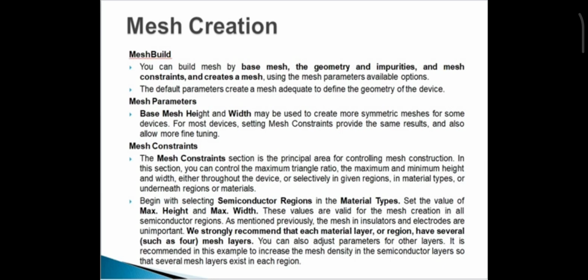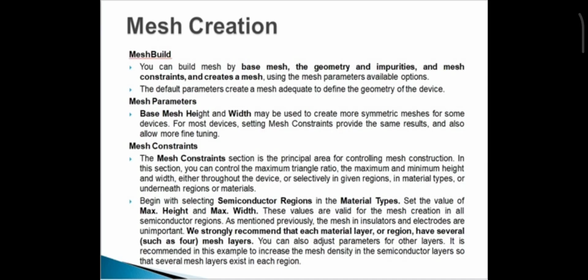In this section, you can control the maximum triangle ratio, the maximum and minimum height and width, either throughout the device, or selectively in a given region, in a material type, or underneath the region or material. Begin by selecting the semiconductor region in the material type. Set the value of maximum height and maximum width. These values are valid for the mesh creation in all semiconductor regions. As mentioned previously, the mesh in the insulator and electrode is unimportant.